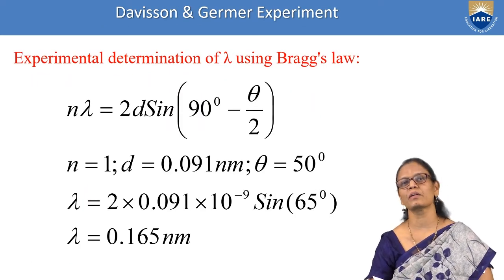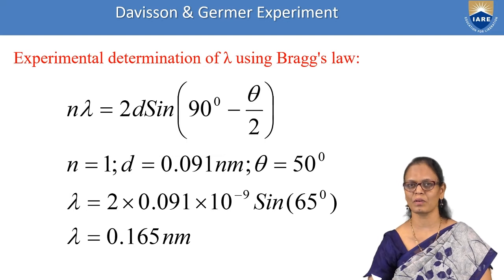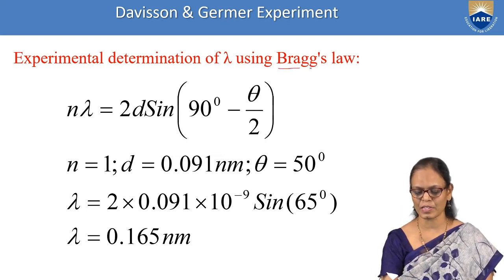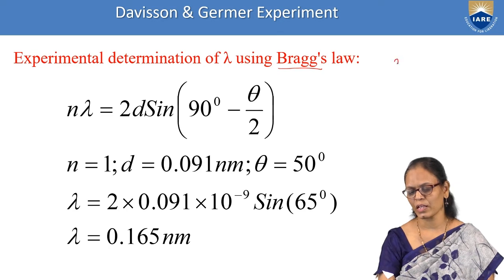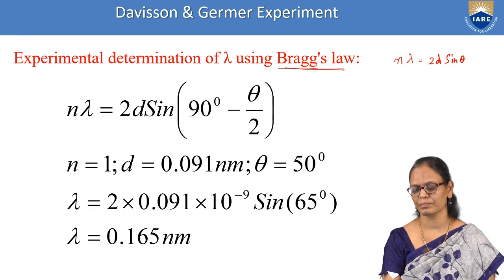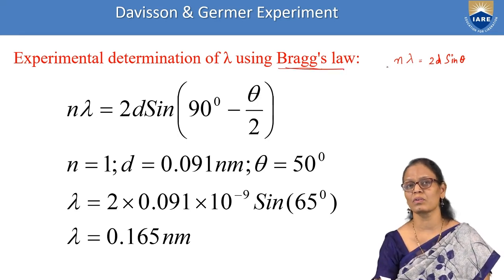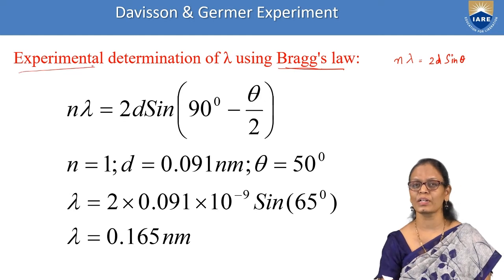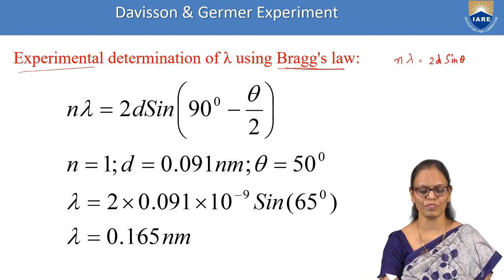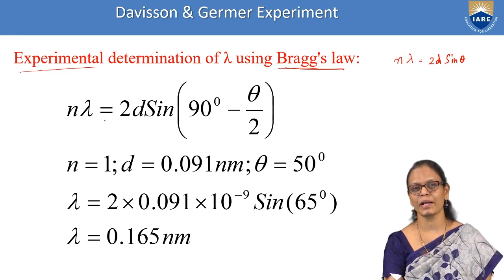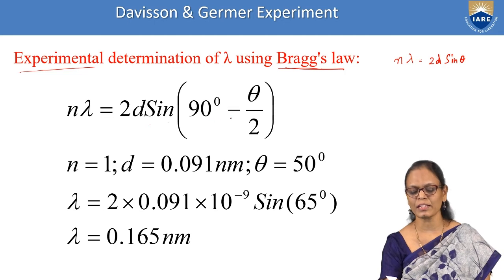Now, how are we going to determine this value of lambda using Bragg's law? What is Bragg's law? Bragg is the name of the scientist. He gave a law, n lambda is equal to 2d sine theta. This is Bragg's law. He used Bragg's law for experimental determination. So, he has to calculate the value of lambda from the experiment. He used n lambda is equal to 2d sine (90 minus theta by 2), because we want the value of theta here.